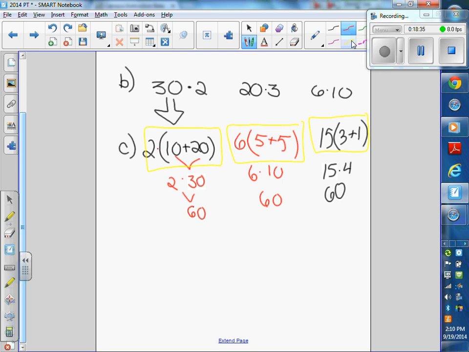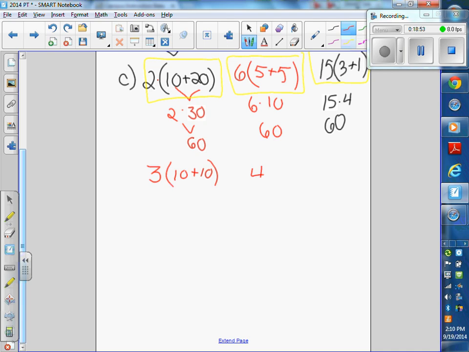Gavin, 3 times 10 plus 10. Right, Zoe. 4 times 10 plus 5. Right. Ian, did you get one? I was thinking of that one. Okay. But that's the right idea. 5 times 10 plus 2.